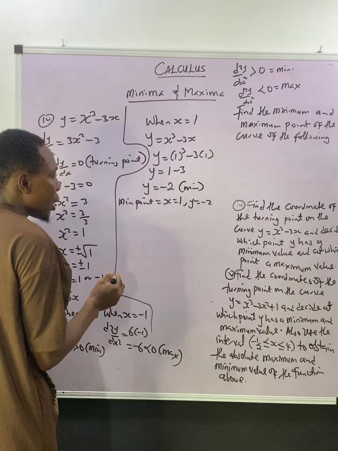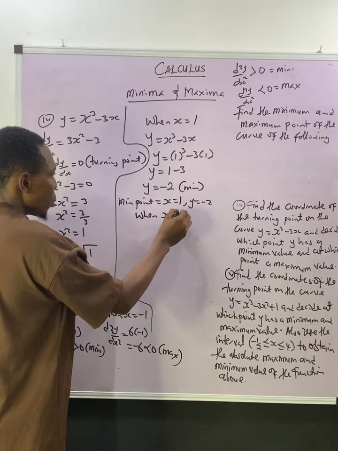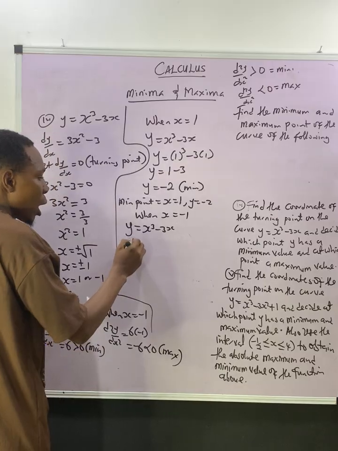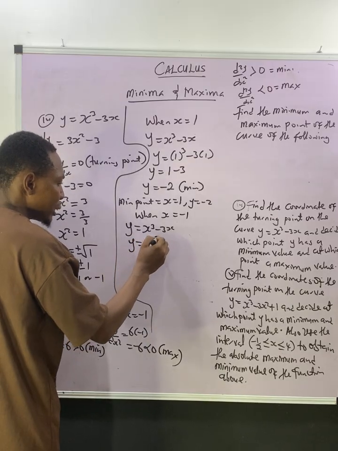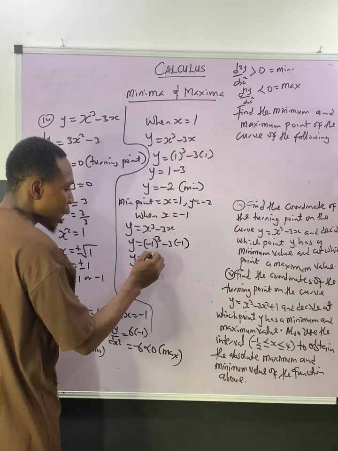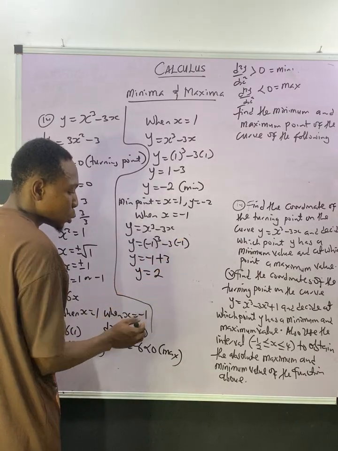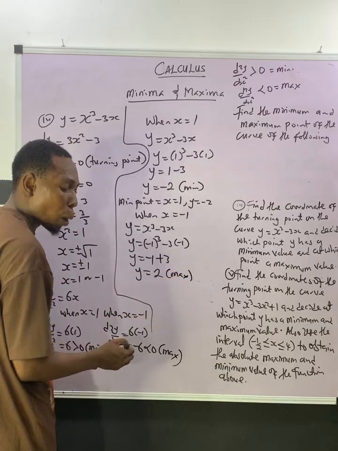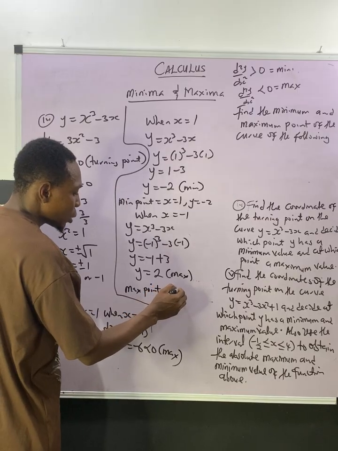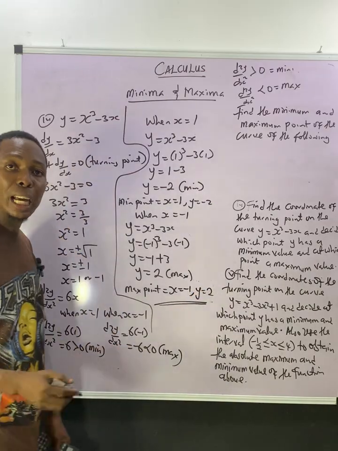Okay, so to also get our maximum value, that is when x was equal to minus 1. Remember, we have y equals x cubed minus 3x. So our y will be equal to minus 1 raised to power 3 minus 3 times minus 1. So y will be equal to minus 1, then minus 3 times minus 1, we have plus 3. So our y is equal to 2. So this is our maximum value for y. So that means our maximum point is that when x was equal to minus 1, y was equal to 2. So that's our final answer.